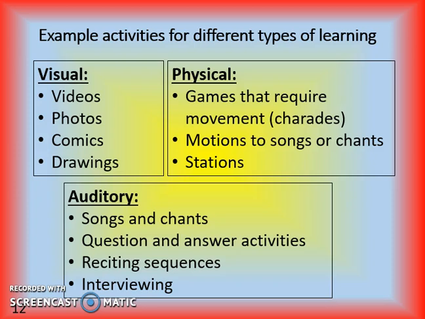Visuals include videos, photos, comics, and drawings. Physical activities include games that require movement, motions and songs, chants, and stations. For the auditory learner, songs and chants, questions and answers, activities, reciting sequence, and interviewing are all good methods.